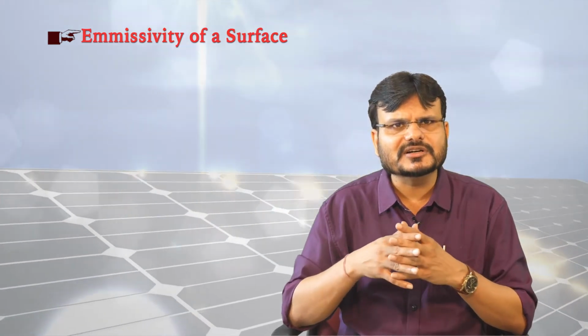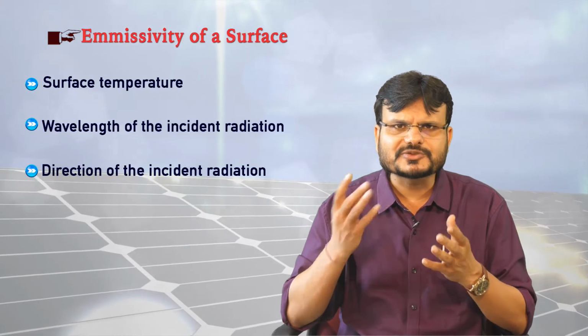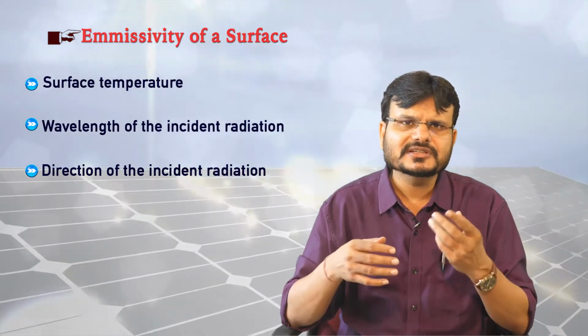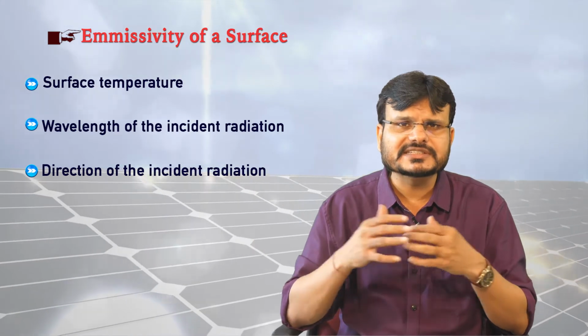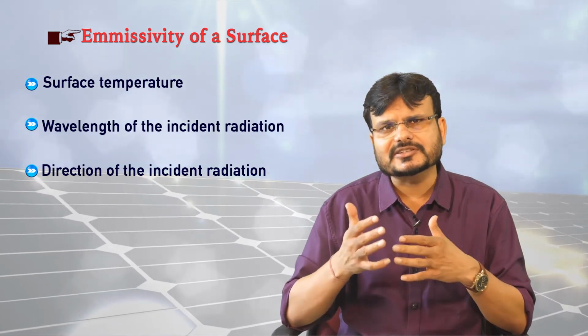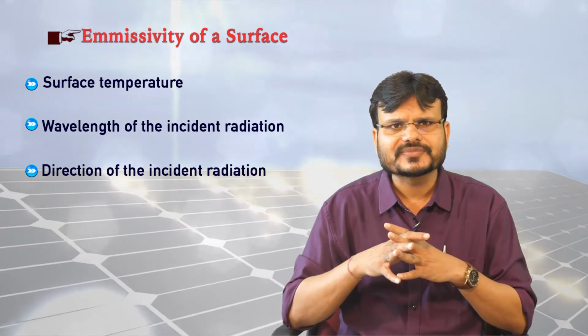The emissivity of a surface is a function of the following parameters. So first one is what? Surface temperature, second one is wavelength of incident radiation, third one is direction of the incident radiation. The emissivity defined as the average value over the entire wavelength range in all directions is also called the total emissivity.